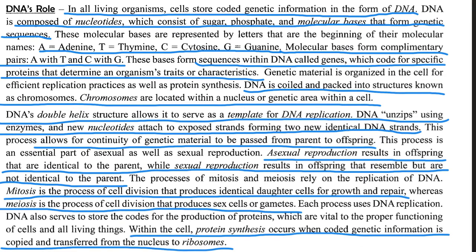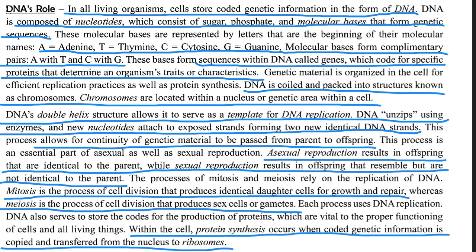Now, moving on to DNA's role. In all living organisms, cells store coded genetic information in the form of DNA. DNA is composed of nucleotides, which consist of sugar, phosphate, and molecular bases that form genetic sequences. These molecular bases are represented by the letters that are the beginning of their molecular names. A is for adenine, T for thymine, C for cytosine, and G for guanine.